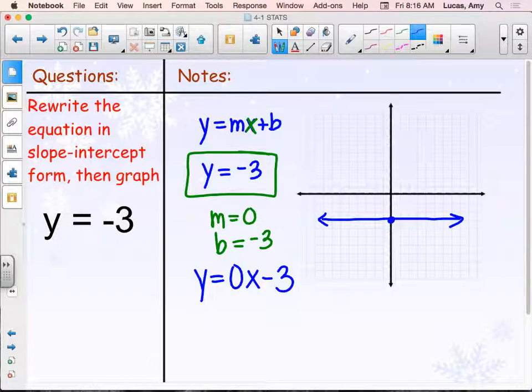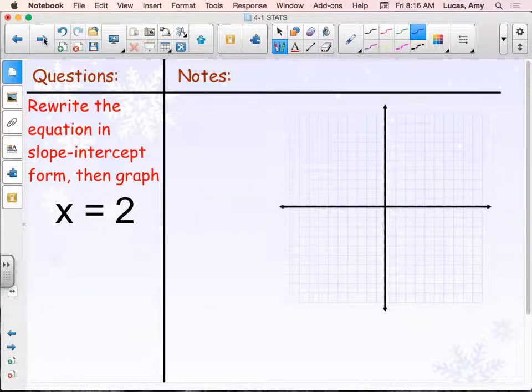Every point on this line, every single one of these points has an ordered pair with a y coordinate of -3. Every single point on this line. So that entire line has an equation y equals -3. Similarly, this one is x equals 2. Well, on the x-axis, x equals 2 is right here. So all of the points that have an x value of 2 are on this vertical line.